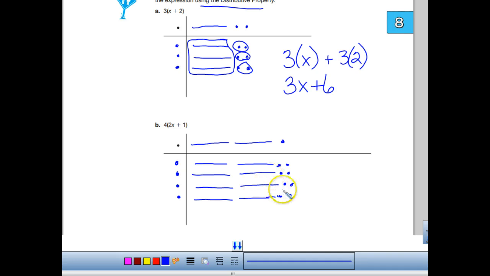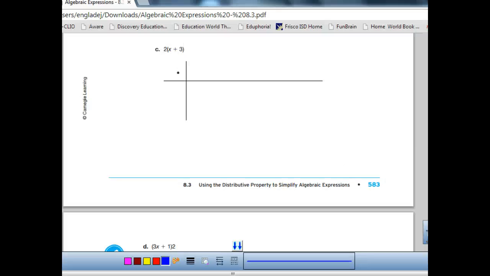Okay, so hopefully you drew this sketch. And remember what the distributive property says. I have 4 groups of 2x, right? That's how many times I repeated that 2x. And then I repeated 4 groups of 1. So what do you think this is equal to? It's equal to 8x plus 4.